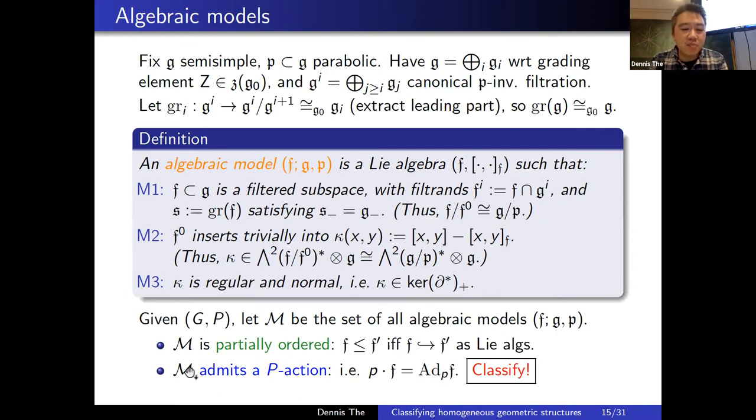So algebraic models in the same P orbit should be regarded as equivalent. But we could use this as a means to classify. Of course, if I just started with this definition, it still takes some work to actually put this into practice. There are various necessary constraints that I want to point out that help one in doing this classification problem phrased in this language.